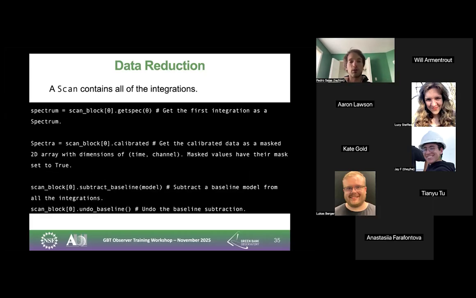And then scan, right? So we have scan block, it's a collection of scans, and a scan is a collection of integrations. So inside a scan block, we index, we get the first scan, and then, for example, if we want to get a particular integration, we just get spec, and then the number, 0 being the first integration, and so on. If you just want to look at all your calibrated data and return it as a NumPy array, dot calibrated will give you back that. And you can do things like subtract a baseline or undo a baseline subtraction from all of your integrations in a scan block or a scan.